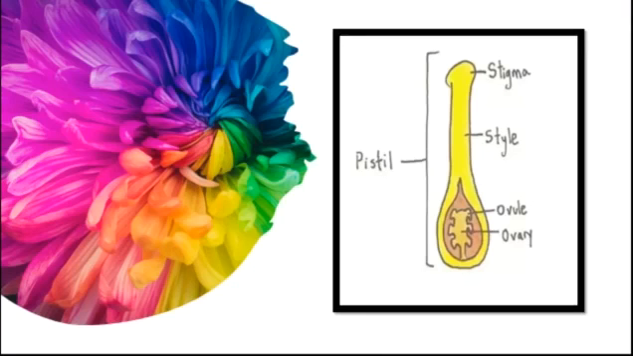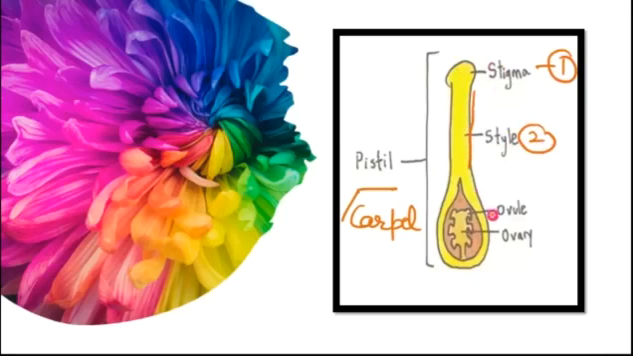Let's discuss the next part, that is the female part, which is also called the pistil or also called the carpel. This is the fourth ring in a flower, and it consists of three parts. The top part is called stigma, this long tube afterward is called style, and the last swollen portion is called an ovary. This ovary later on, after fertilization, changes into fruit, so it is also called a future fruit.